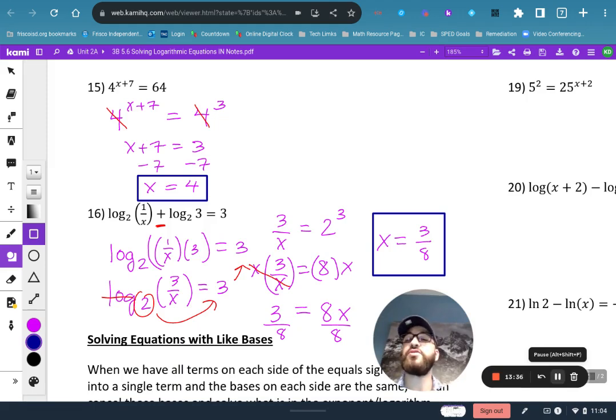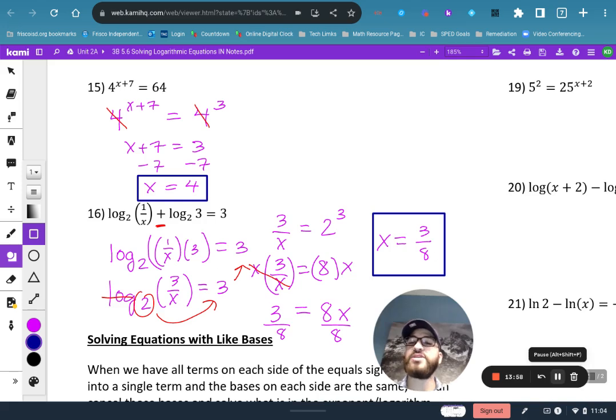So 15, you can do your hook method and move the 4 over if you prefer. I like same bases. So changing 64 to be 4 cubed, I have 4 to the x plus 7 and 4 to the third. Bases are the same, so both 4's cancel out. So we get x plus 7 is equal to 3. We can subtract 7 and subtract 7, which gives us x is equal to 4. Pretty straightforward on that one.